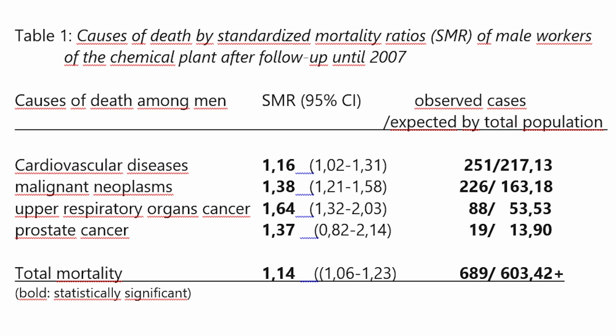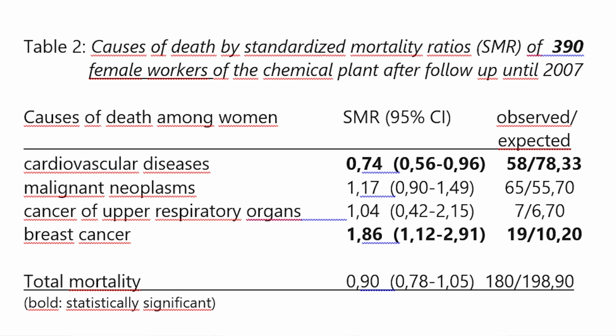The main causes of death were the cardiovascular diseases, malignant neoplasms, and then upper respiratory organs cancer, and the total mortality significantly increased above expectation. For the female workers, the same rates were shown for 390 women. The cardiovascular disease was significantly lower than expectation. Malignant neoplasms and cancer of upper respiratory organs somehow increased but not significant, whereas breast cancer is clearly significantly increased by a doubling of the deaths compared to the expected numbers.